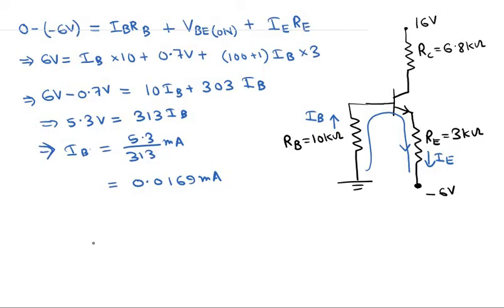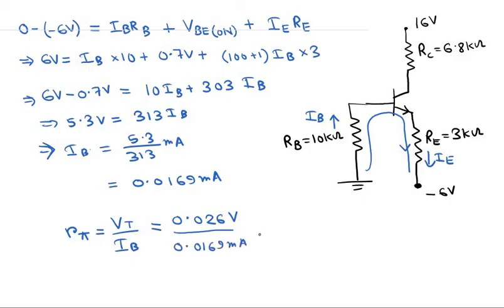This is actually IBQ, and r pi is equal to VT divided by IBQ. I am writing simply IB here to denote the DC component of the base current, and VT is approximately 0.026 volts at room temperature, divided by 0.0169 milliamperes. This gives me 1.53 kilo ohms.